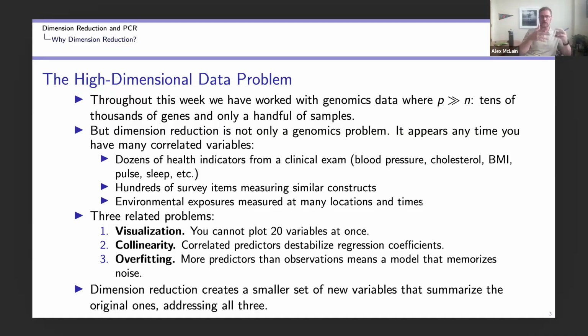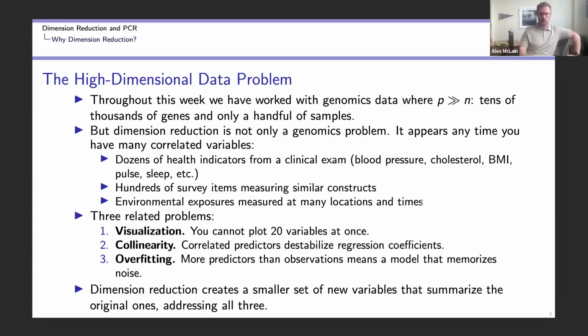So some of the issues when we have many correlated variables, number one, visualization. We can't plot 20 variables at the same time. We can't see patterns just by plotting. So when we want to do exploratory data analysis, and that's when we're just exploring the space, having tons and tons of variables is a detriment to that.